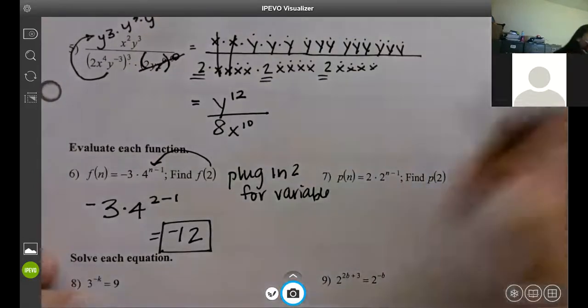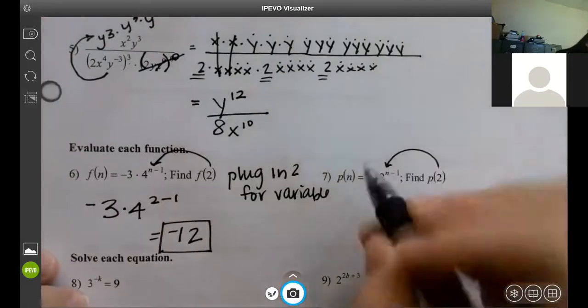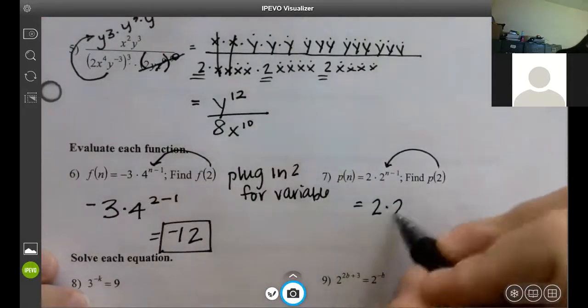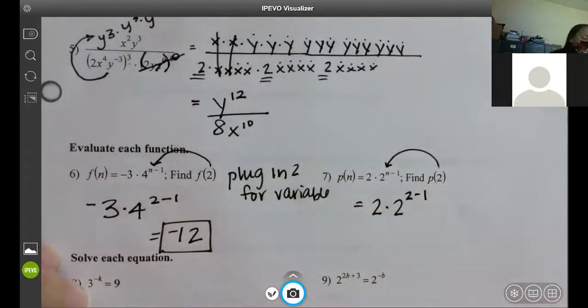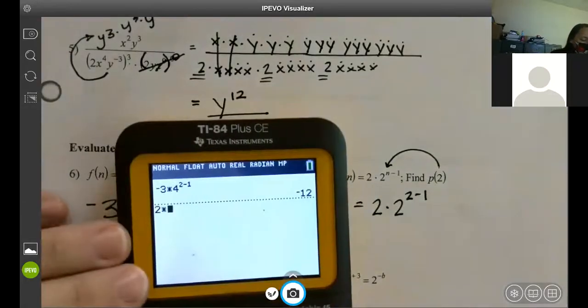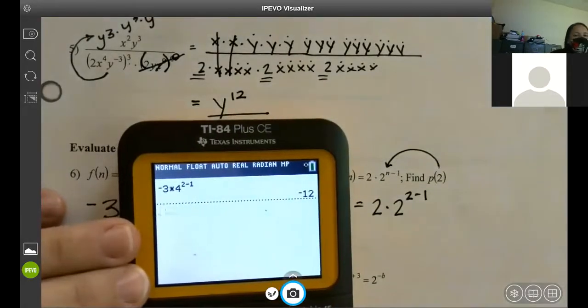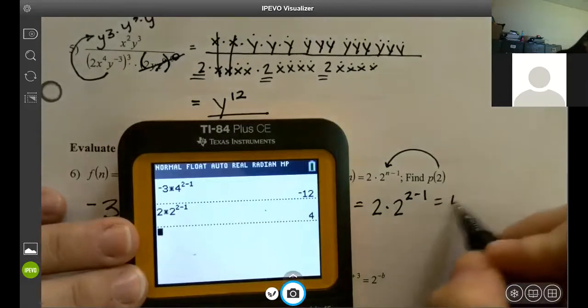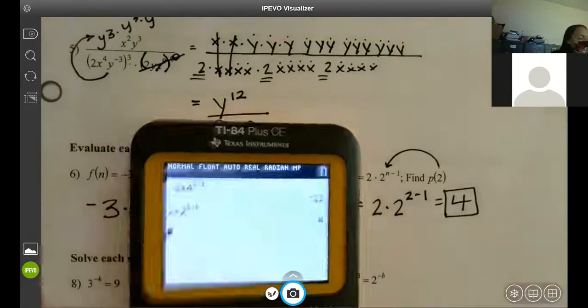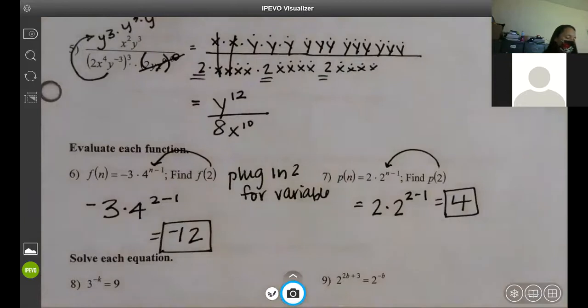Next one, plug in 2, just like you did before. So in my calculator, I'm going to put in 2 times 2 to the 2 minus 1. 2 times 2 to the 2 minus 1 gives me 4. That's literally all you do, guys.